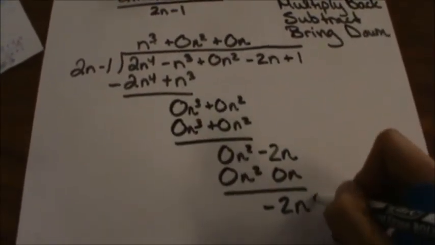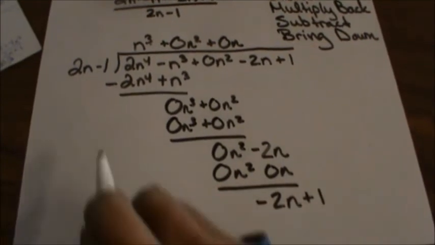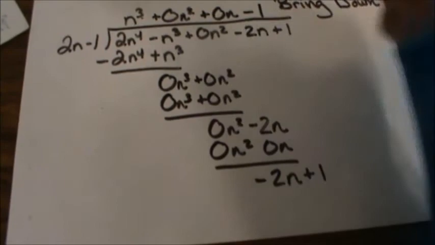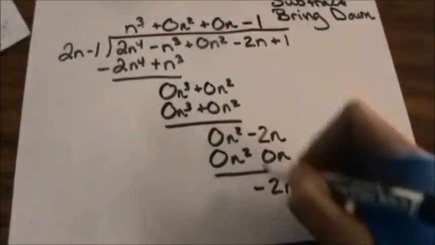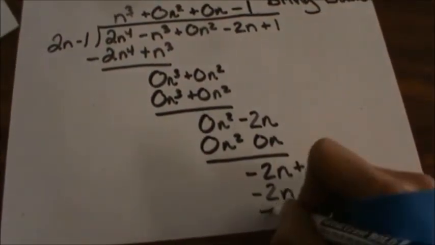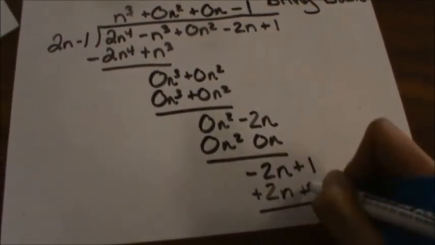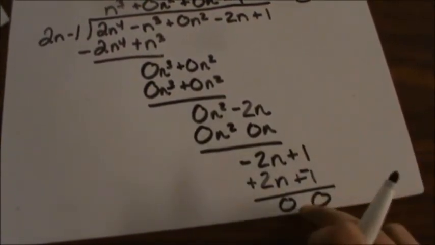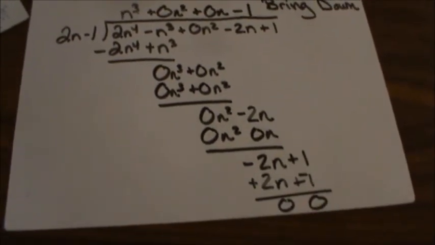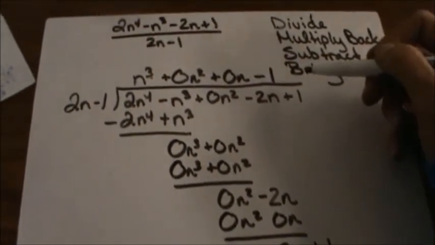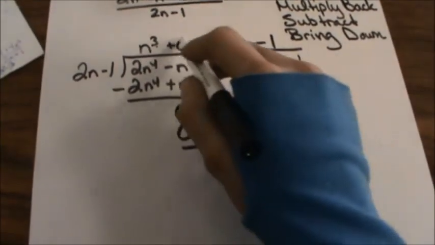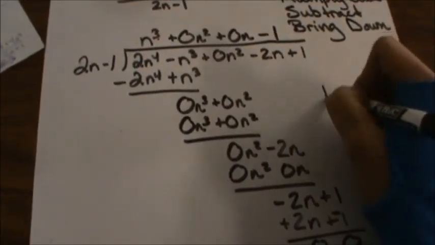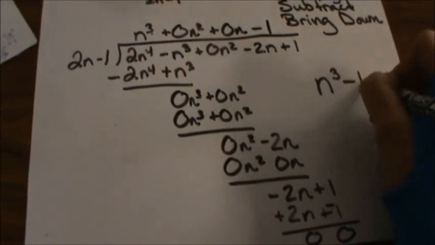So now I just need to bring down this 1 and divide. Negative 2n squared divided by this will be negative 1. Multiply back. Negative 1 times negative 1 is positive 1. And now I subtract. So I'm going to change the signs. Look down and I get 0 here and 0 here. So I have no remainder and I'm done up here. So let's take a look at our final answer. This was 0 and this was 0. So my final answer really is just n cubed minus 1.